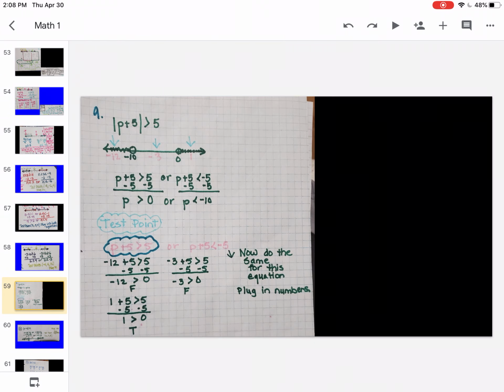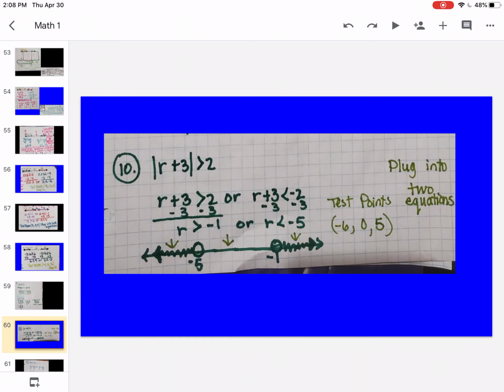For number 9, same exact type of problem. To get rid of that 5, you're subtracting 5 from both sides, solving, and then you'll see the open circle on the right of the line, and that's because there is no line underneath. It's just greater than, or less than, it's not equal to. So when there's no line under the greater than or less than, you just leave the circle open. And then you have the test points at the bottom.